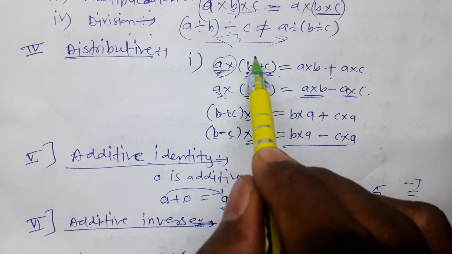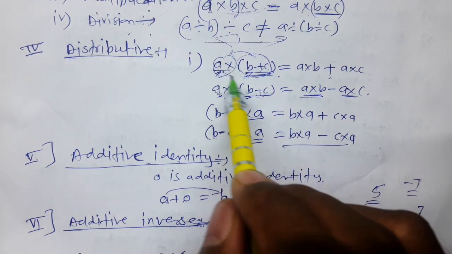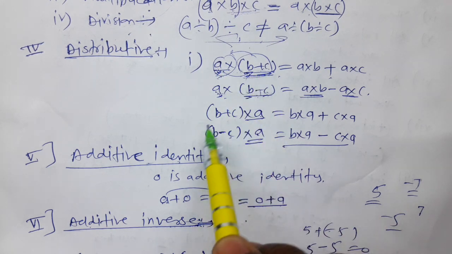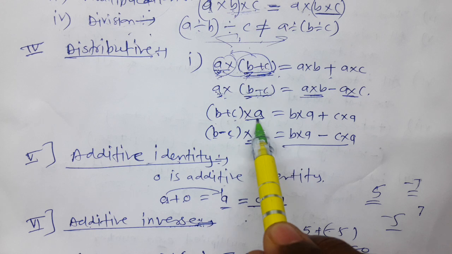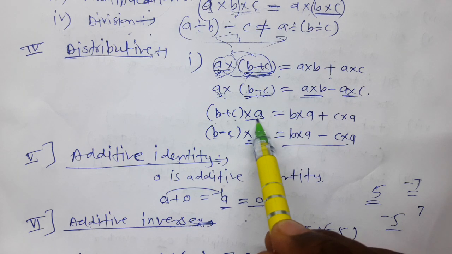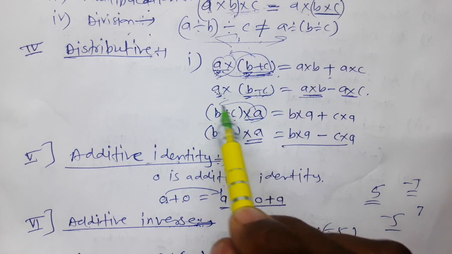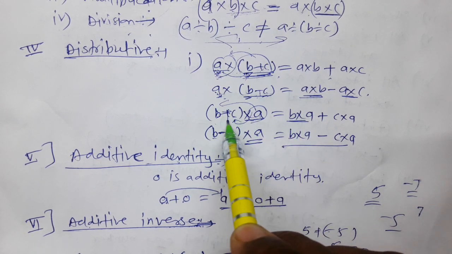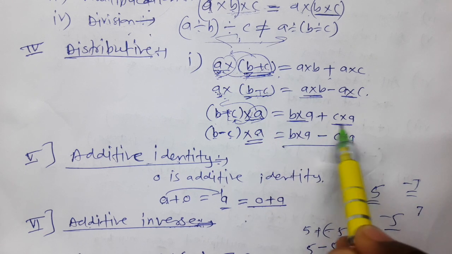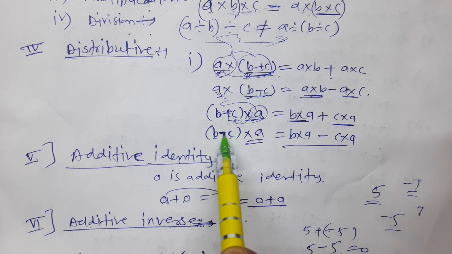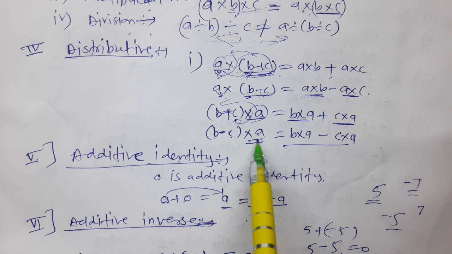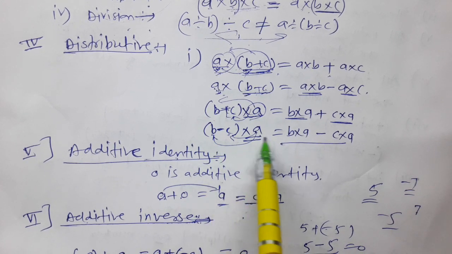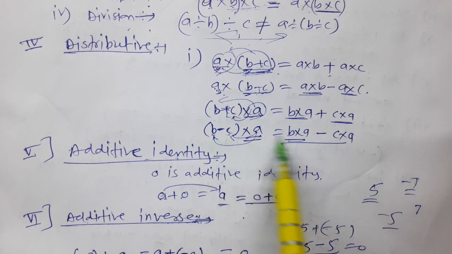If we exchange the places of a and the bracket, if we put the bracket first, (b plus c), and multiply the bracket with a, then also we have to multiply a with both these two terms: b into a first, then plus c into a. If there is a negative sign in the bracket, then also we have to multiply with a to b and c: b into a minus c into a.